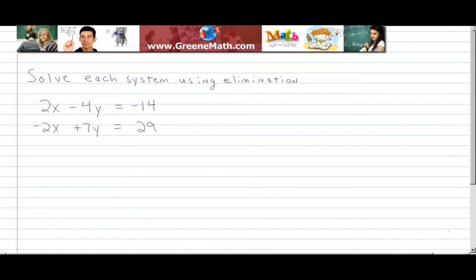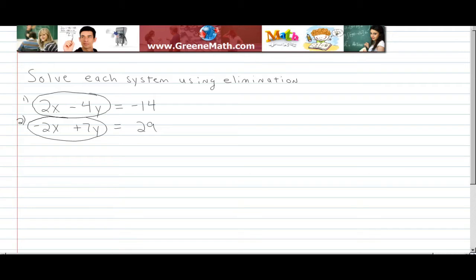Okay, here we want to solve each system using elimination. For our first equation, I'm just going to write equation 1 here. We have 2x minus 4y equals negative 14. And for our second equation, we have negative 2x plus 7y equals 29. Okay, so what we want to do here is very straightforward. We want to add this side and this side together, okay?